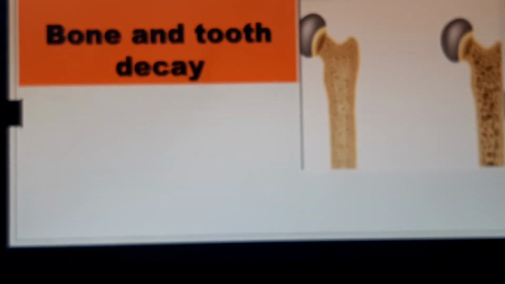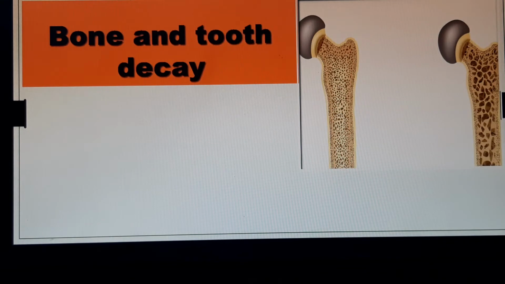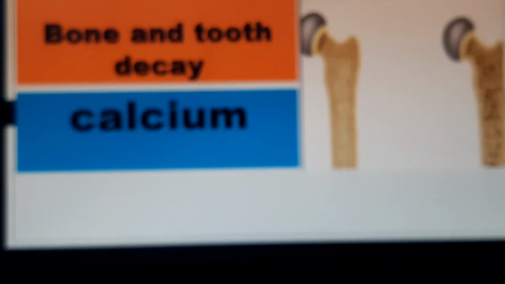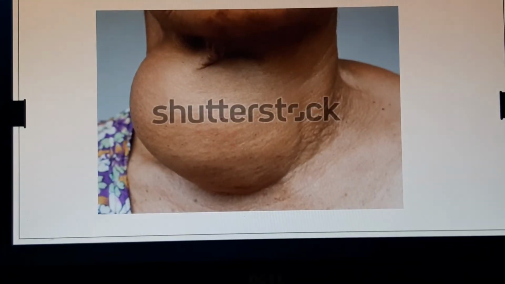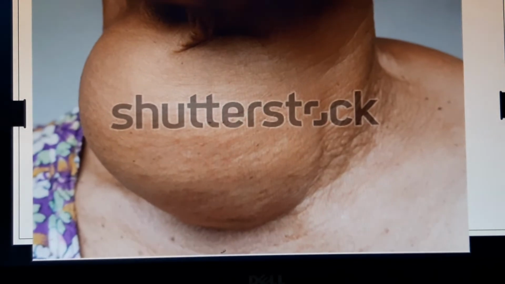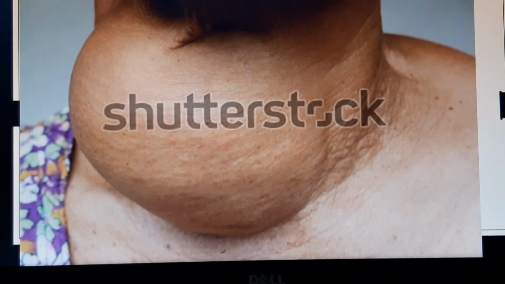Another is bone and tooth decay, which is caused due to lack of calcium. Calcium deficiency may lead to bone and tooth decay, as you can see in the picture. This is showing the bone decaying. Here it shows swelling of a gland in the neck. This is called goiter, which is caused due to lack of iodine. So we should take iodized salt in our diet to avoid goiter.